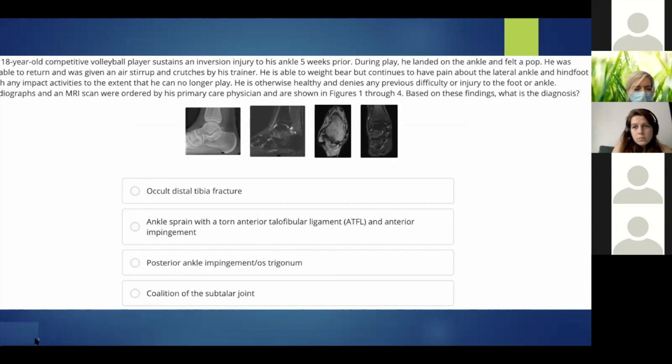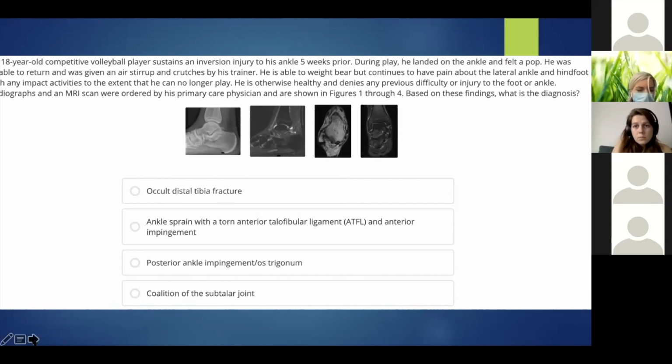18-year-old competitive volleyball player sustains inversion injury to the ankle 5 weeks prior. During play, he landed on the ankle and felt a pop. He was unable to turn and was given an air stirrup and crutches by his trainer. He is unable to weight bear, but continues to have pain about the lateral ankle and hindfoot with any impact activities to the extent that he can no longer play. He is otherwise healthy and denies any previous difficulty or injury to the foot or ankle. Radiographs and MRI scan were ordered by his primary care physician and are shown in figures 1 through 4. Based on these findings, what is the diagnosis? Okay.